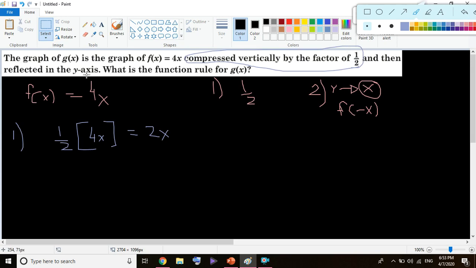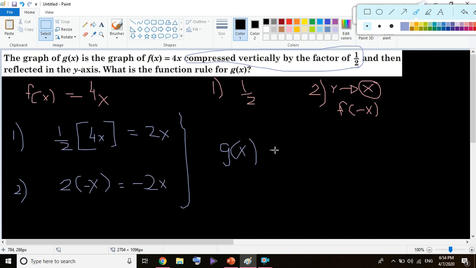And then reflected in the y-axis. So we have to reflect it in the y-axis. So for g of x, it's going to be like f of negative x. So it's going to be 2 times negative x, which is equal to negative 2x. It means after all, g of x equals negative 2x. This is the final answer.